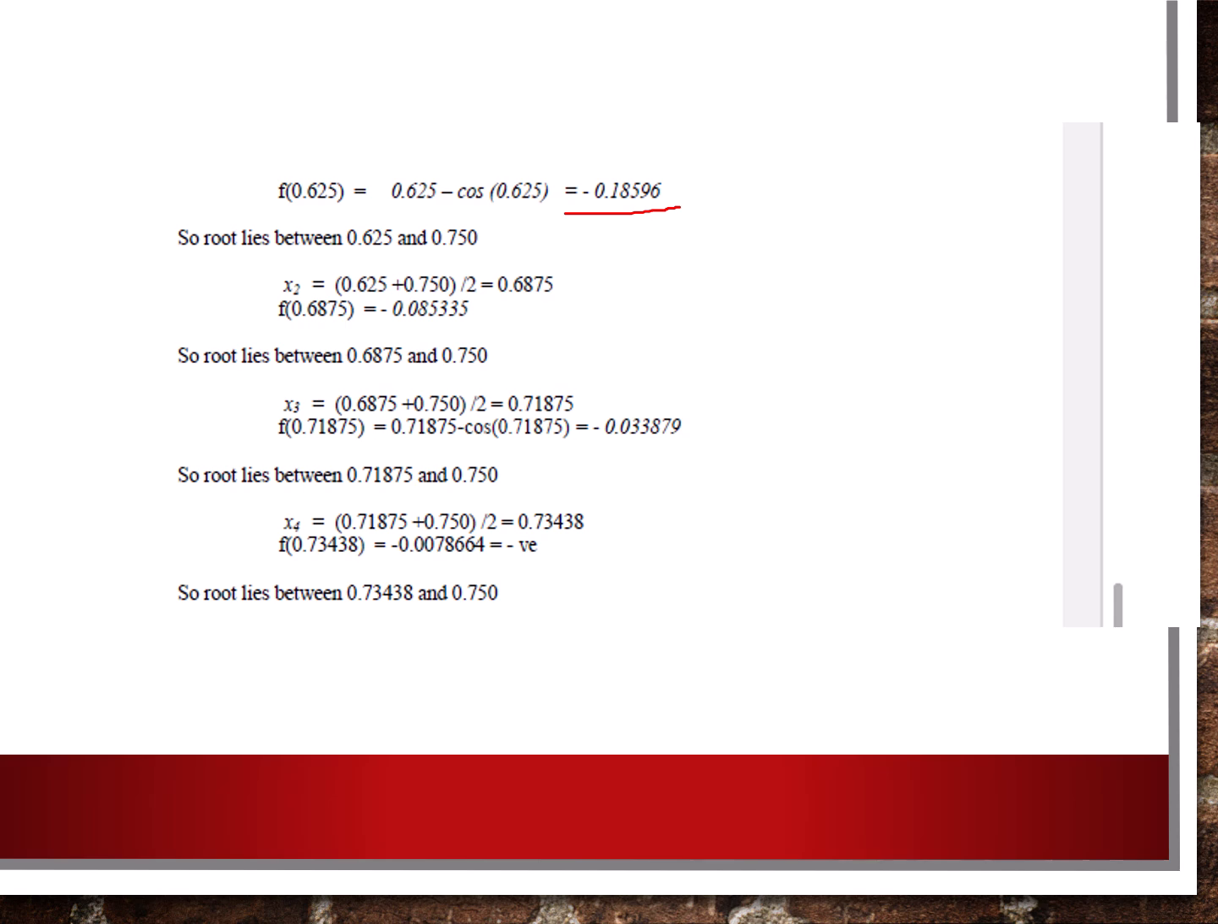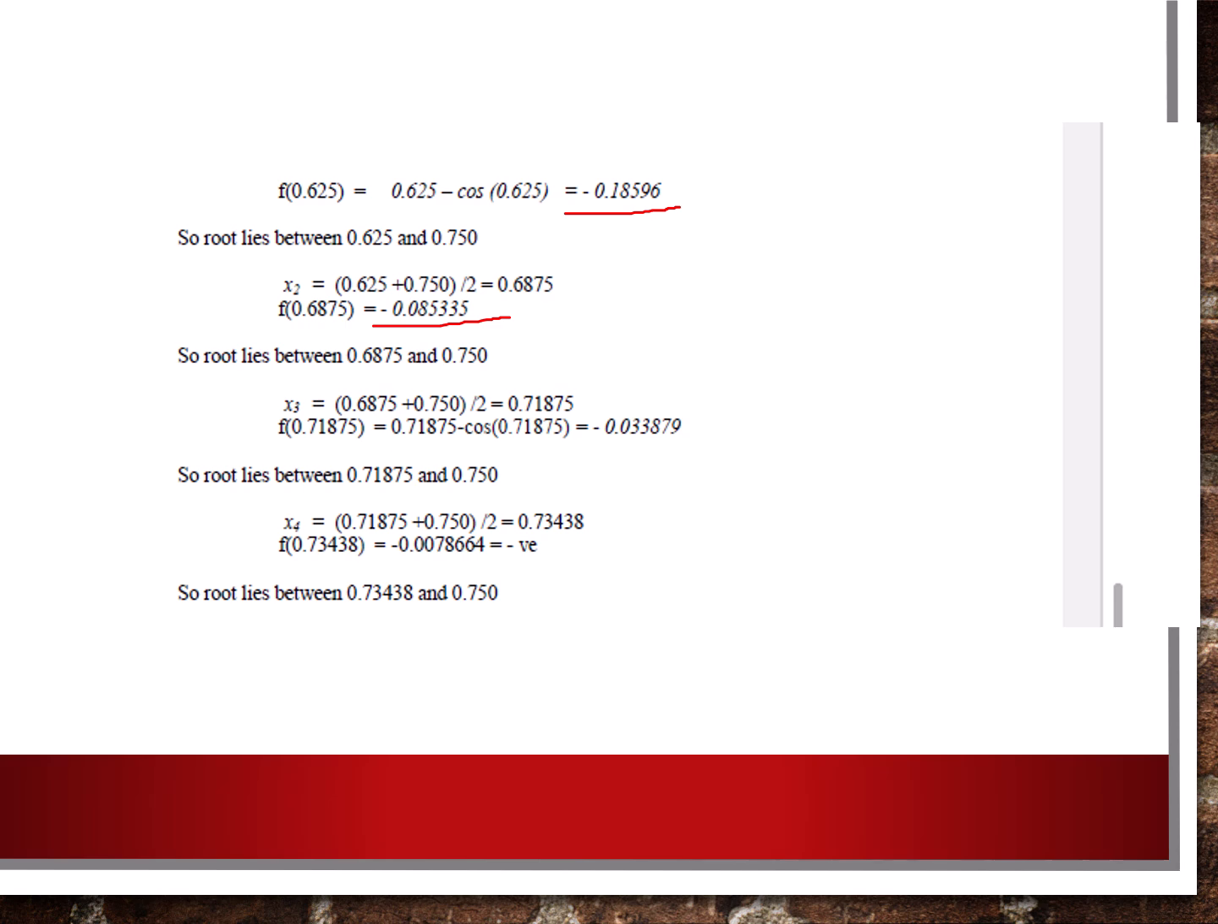The sign is negative. So that the root lies between 0.625 and 0.750, which is positive. The x2 equal to 0.625 plus 0.750 divided by 2. The value of x2 equal to 0.6875. Apply to the function. F of 0.6875 equal to minus 0.085335. So it is the negative sign.